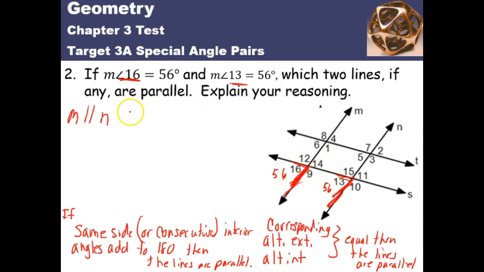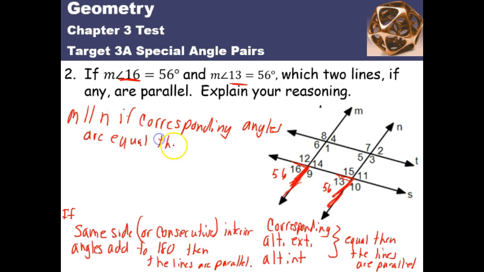So the reason is, if corresponding angles are equal, then the lines are parallel.